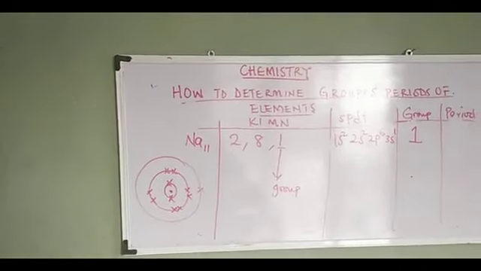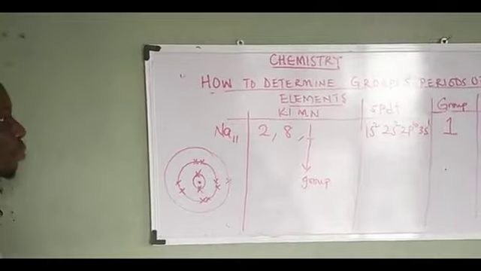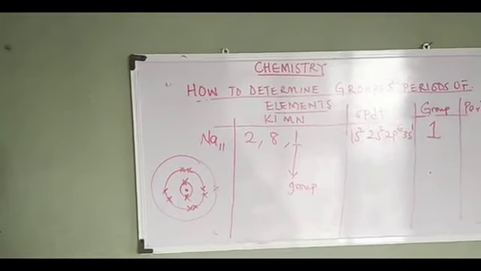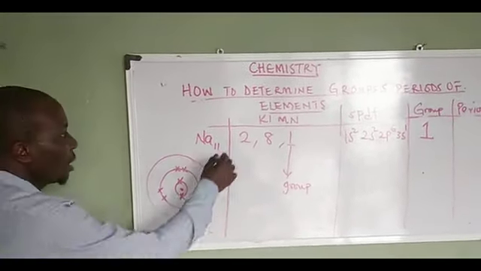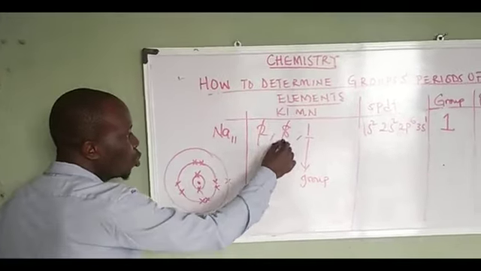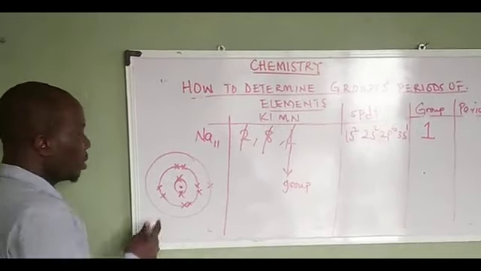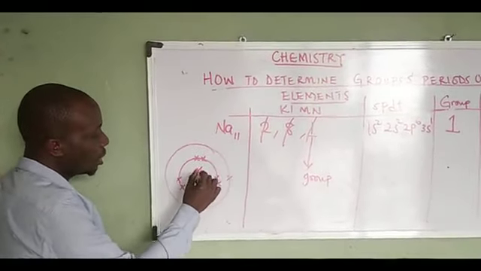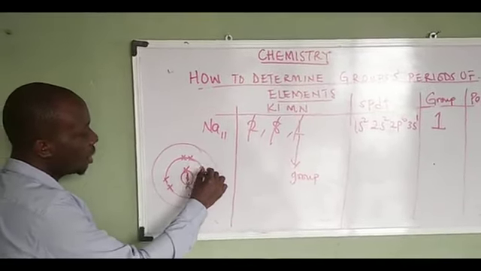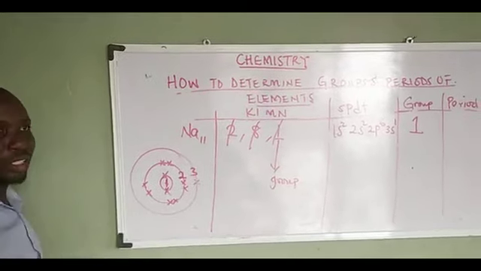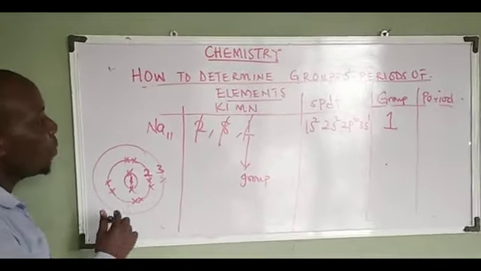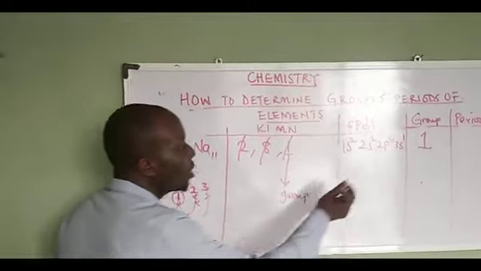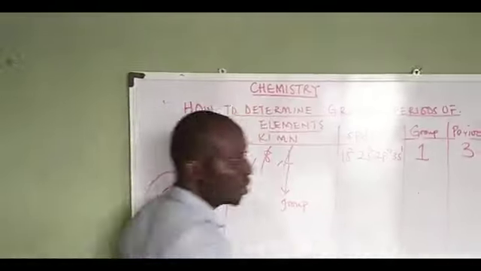How do we get the period of sodium? How many electron shells do we have in total? 1, 2, 3. We can count it here too. This is the first shell. This is the second shell. This is the third shell. Is that clear now? So, meaning that sodium is in group 1, period 3.